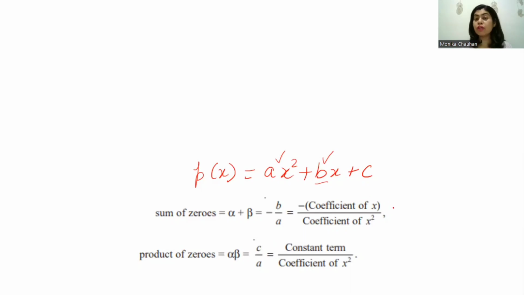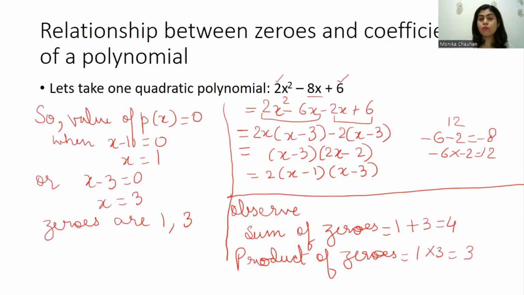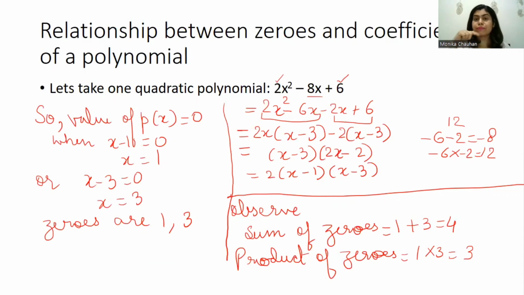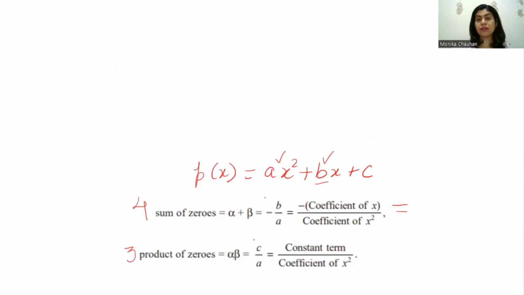Now we have to verify this. How? I'll take you to the previous slide and tell me, what did you get as the sum of zeros? 4. You got the sum of zeros as 4. I'm writing it here. And the product of zeros, you got 3. Now, how do you prove this? I am writing again this quadratic polynomial, 2x square minus 8x plus 6. So I'm writing here 2x square minus 8x plus 6.